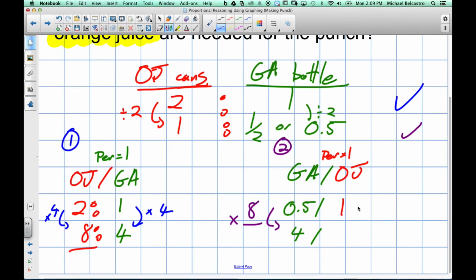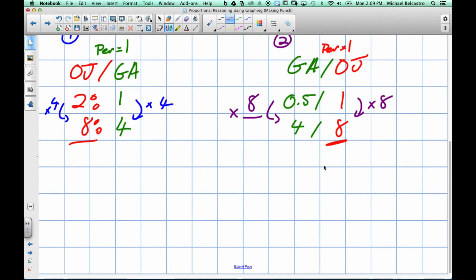So what we did to ginger ale, we have to do to the OJ. We multiply it by 8. And 1 times 8, we hopefully already know, is a value of 8. So again, we need 8 cans. So we solved it in both, got the exact same setup, and it didn't matter which unit rate we used. We need 8 cans of OJ for every 4 bottles of ginger ale.